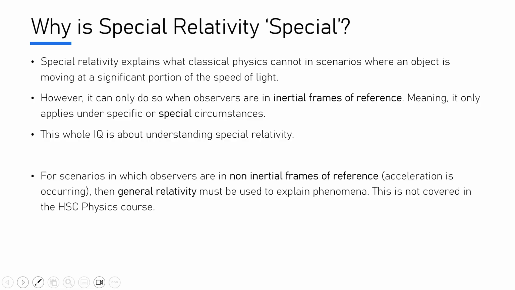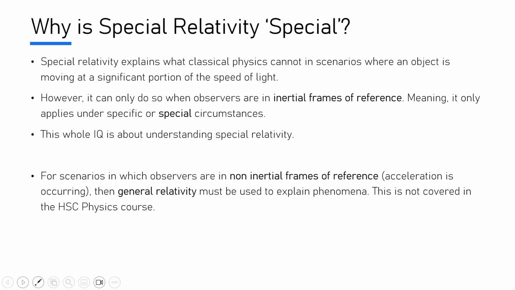A couple of points before we leave today. I want to talk about the idea that Einstein's theory of special relativity is referred to as special, and why that's the case. Essentially, special relativity explains what classical physics cannot in scenarios where an object is moving at a significant portion of the speed of light. It's able to account for some weird things that happen when objects are traveling at very high speeds.